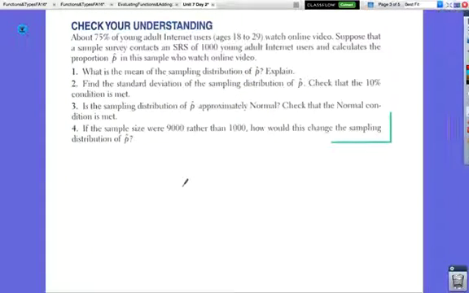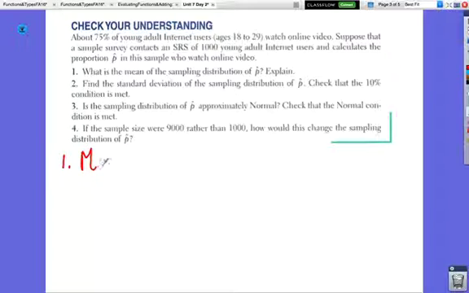So check your understanding. About 75% of young adult internet users ages 18 to 29 watch online video. Suppose that a sample survey contacts a simple random sample of 1,000 young internet users and calculates the proportion p hat in this sample who watch online video. So the first thing we have to do is find the mean of the sampling distribution of p hat, and we have to explain that.